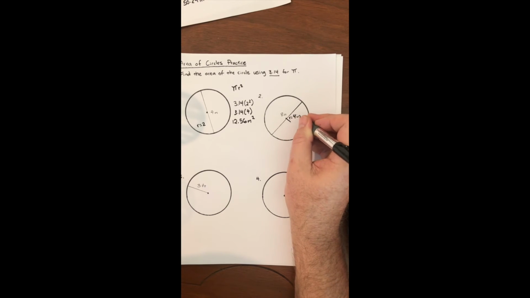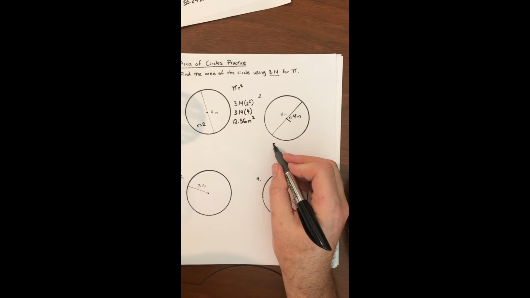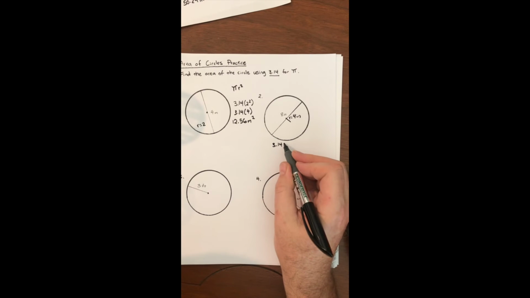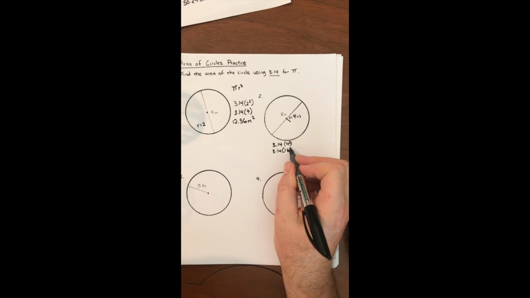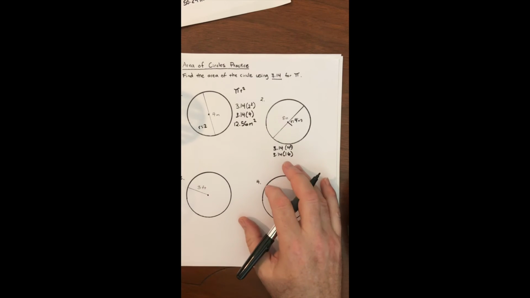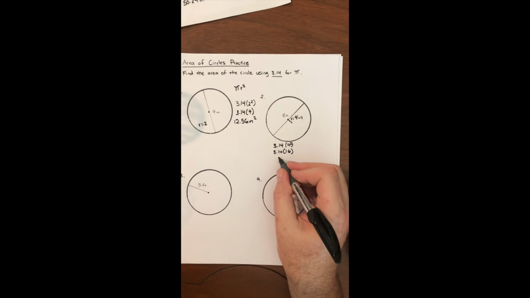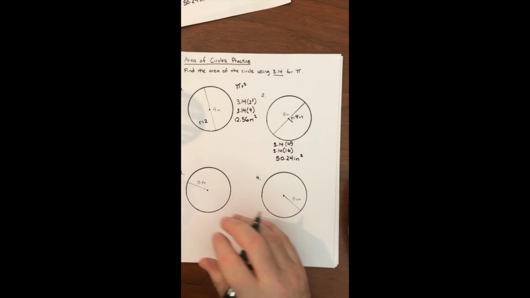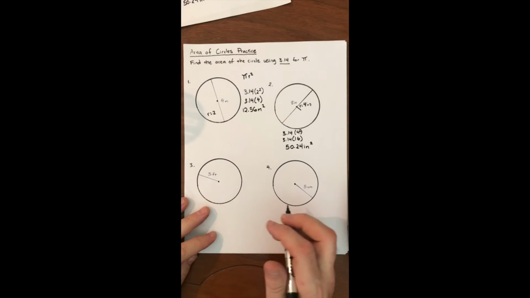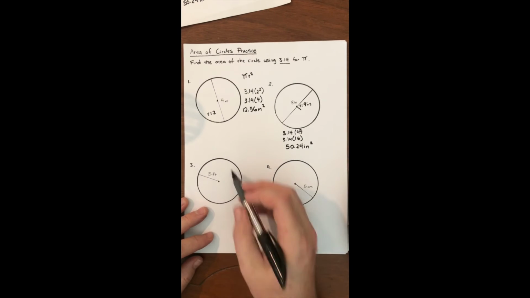Number 2, I was given the entire diameter, so I need to half that and say the radius is 4 inches. So that's going to be 3.14 times 4 squared. And that's 3.14 times 16, which we did as a practice problem, didn't we? Yep. So that's 50.24 inches squared.